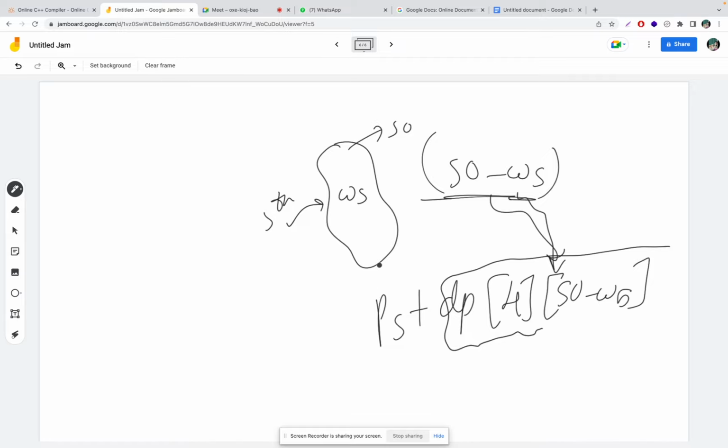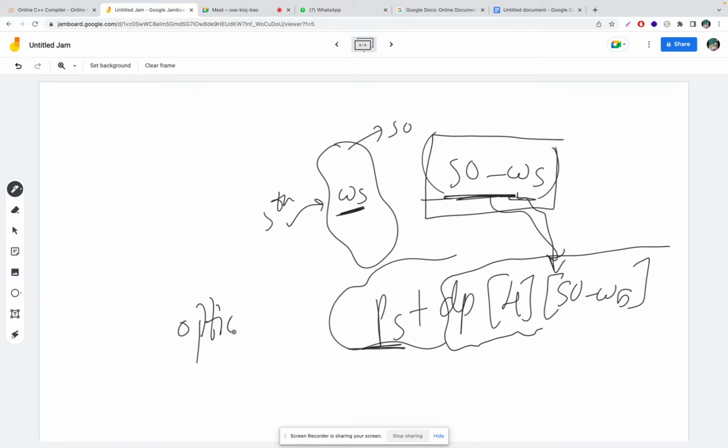Basically, what I'm trying to say, let me explain again in English. If you are putting W5 in the package, you are only having 50 minus W5 capacity left. So, whatever is the best answer for the first four items in 50 minus W5, you add it with the P5 profit and you get option number 2.